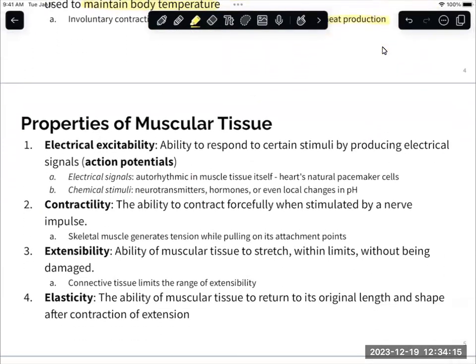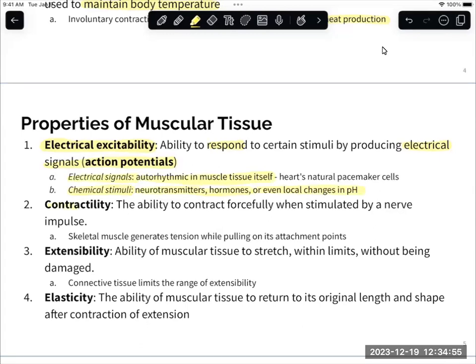We mentioned this in the tissue chapter, but muscles are electrically excitable. So they respond to electrical signals known as action potentials from the nervous system. They can respond to electric, like in the heart. They can react to chemicals like neurotransmitters, hormones. They're even going to react to changes in pH and the bodily fluids around them in the blood.